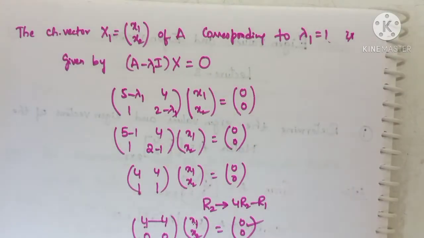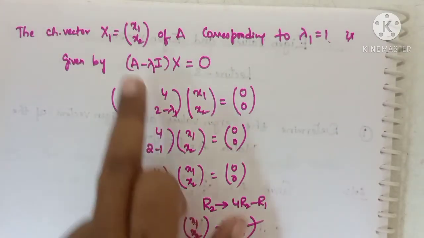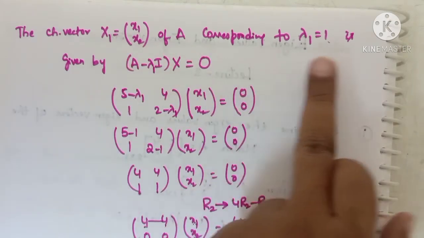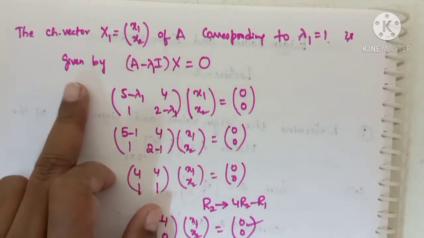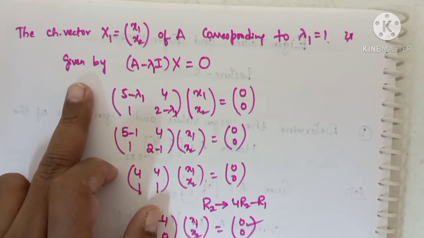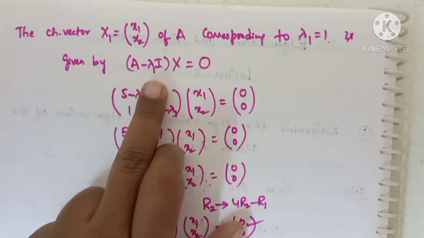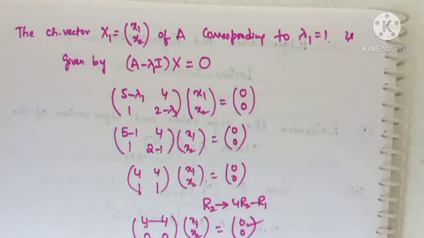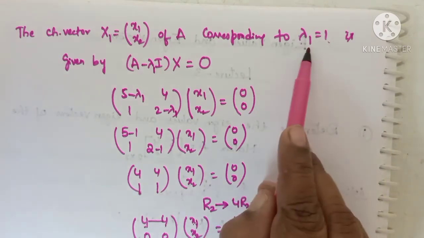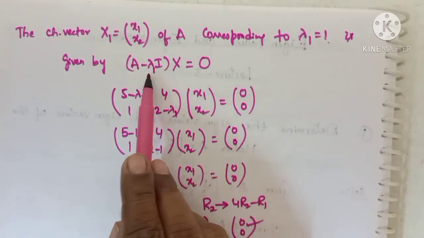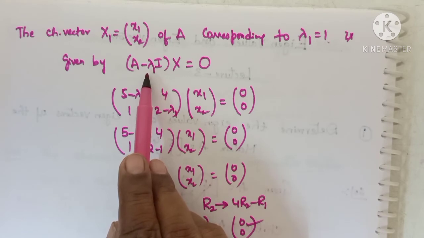Briefly, I will explain once again. The characteristic vector corresponding to the characteristic root of A is given by the non-zero solutions of the equation A minus lambda I into X is equal to null matrix. We are taking the first characteristic root, that is why I have written lambda 1.